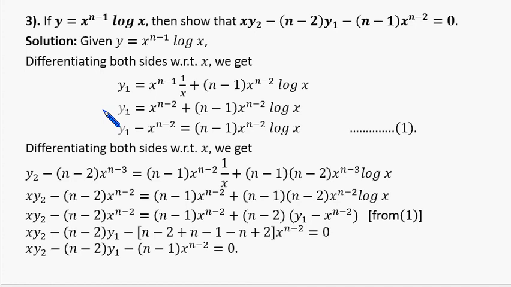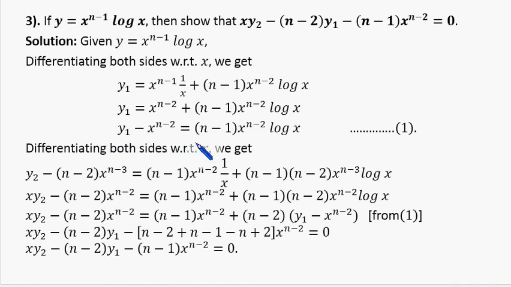It can be rewritten as y1 equals, 1 by x can be written as x to the power of minus 1. If the base is the same, we can add the powers, that is n minus 1 plus minus 1, which becomes x to the power of n minus 2, plus n minus 1 into x to the power of n minus 2 into log x. Taking x to the power of n minus 2 to the LHS, y1 minus x to the power of n minus 2 is equal to n minus 1 into x to the power of n minus 2 into log x.